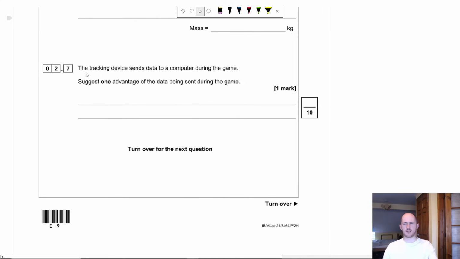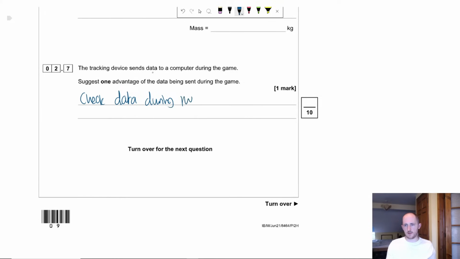And for the last part, this is a bit of a nebulous question. So they like to throw some of these in where they're not really related to science per se. It's more about your ability to apply things to real world situations. So it says the tracking device sends data to a computer during the game. Give an advantage of the data being sent during the game. So yeah, it's a bit tricky, but think about what it means by sent during the game. It means that there is a live feed of data, right? So you can check the data during the game. So check data during the game. That's my kind of logic that I would use.